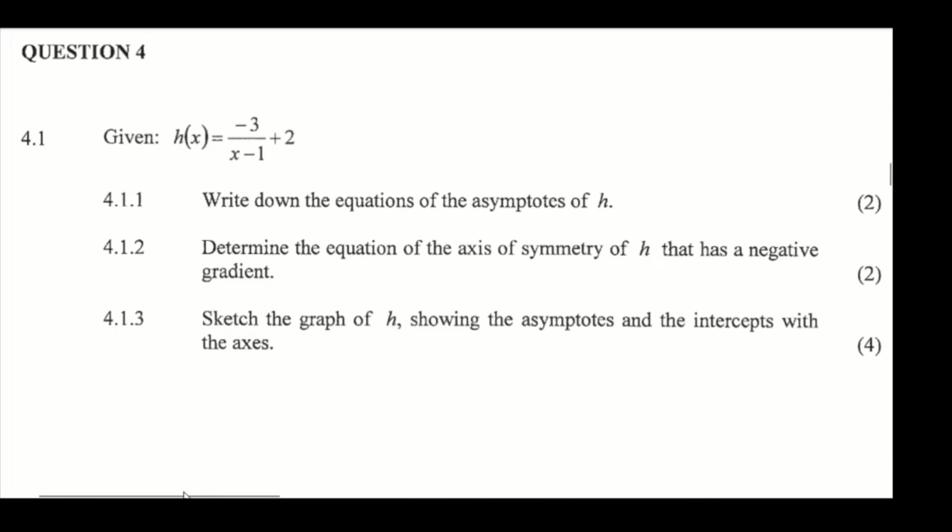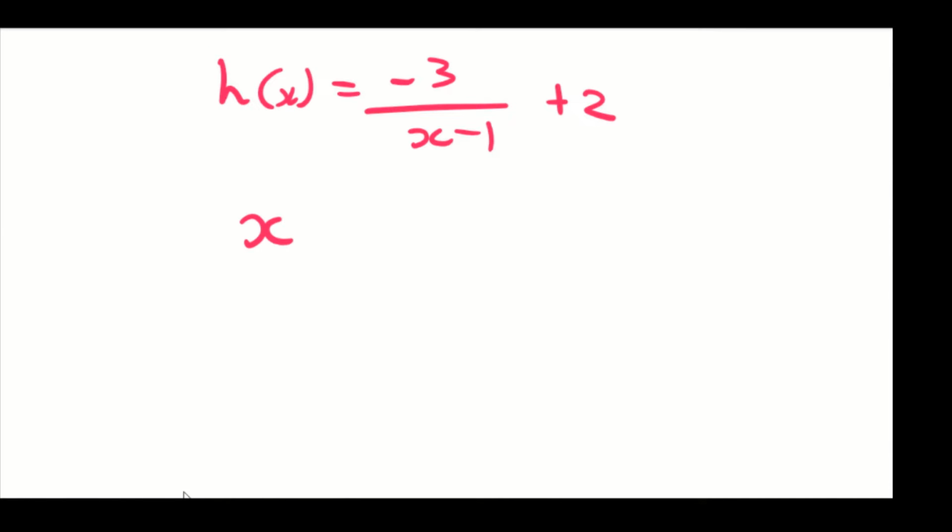So now we're going to do question 4. In 4.1 we are given this function here, h of x equals minus 3 over x minus 1 plus 2, right? So in 4.1.1 we are asked to write down the equations of the asymptotes of h. So the equations of the asymptotes: we have the vertical asymptote being equal to 1 and the horizontal asymptote being equal to 2. So these are your asymptotes.